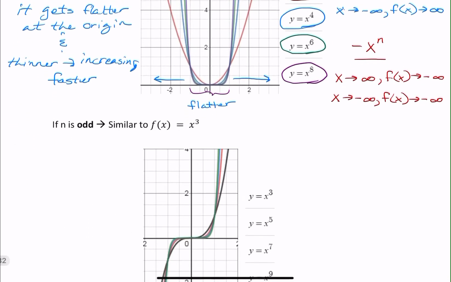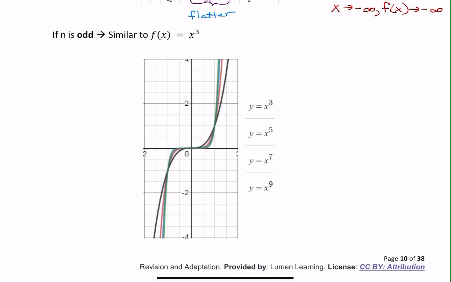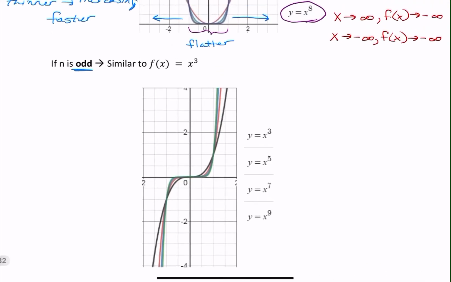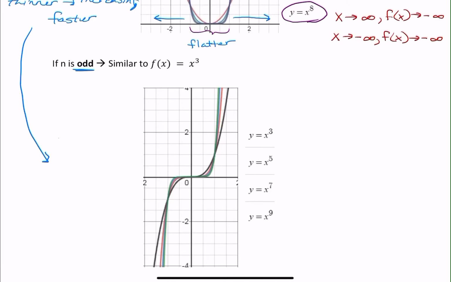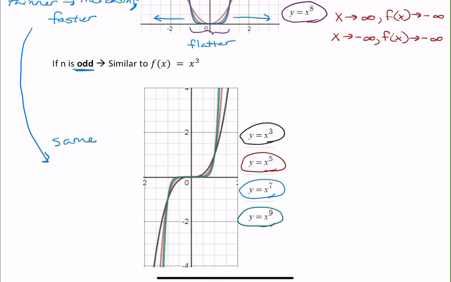Now when we look at a power function where n is odd, so 3, 5, 7, or 9, it does basically the same thing. It flattens around the origin, but increases at a faster rate. So my black function is my x cubed. The red would be the x to the fifth. I think the blue is right on the inside of that, is the x to the seventh. And the green's the very thinnest one, is the x to the ninth.